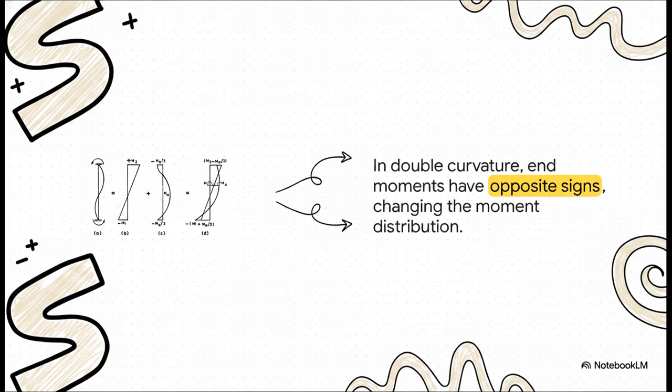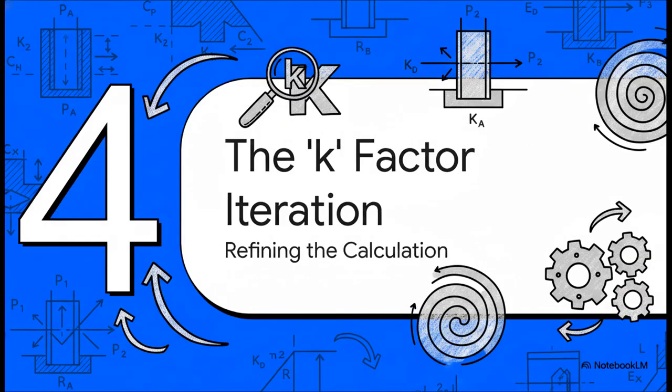When that happens, you have to treat the smaller end moment, M1, as a negative number when you're calculating your initial moment, MI. Don't forget that. Okay, deep breath. This next part, the K factor. This is where a lot of new engineers get a little bit tangled up, but it's just a critical refinement step. So let's demystify it together.